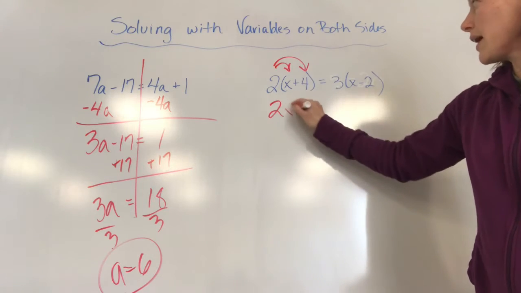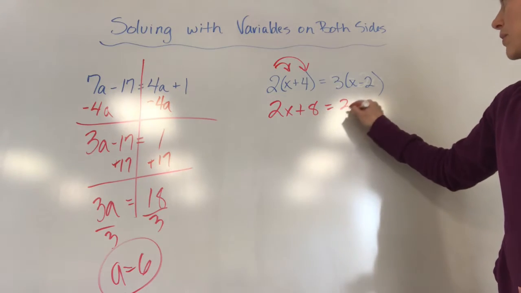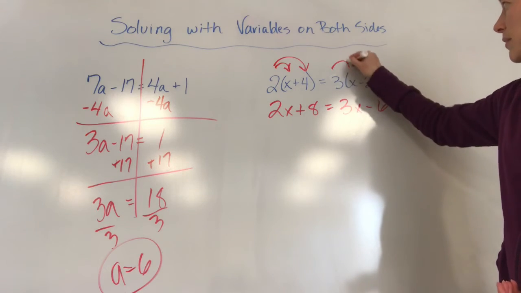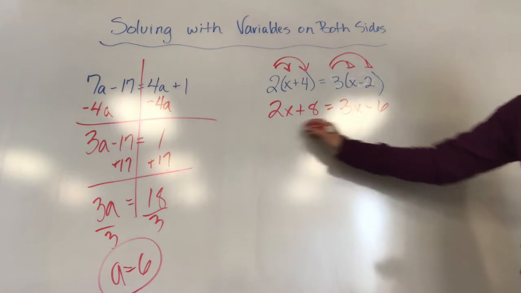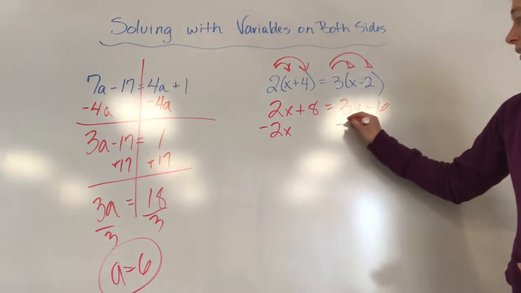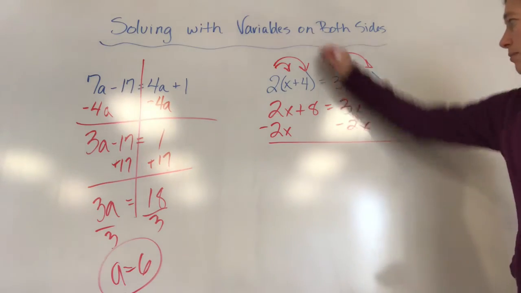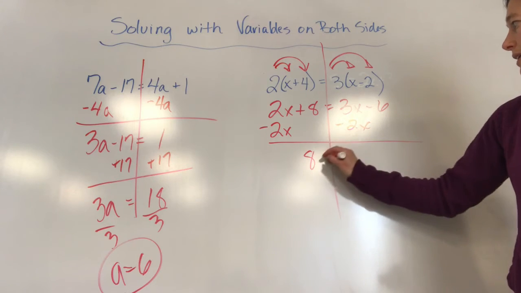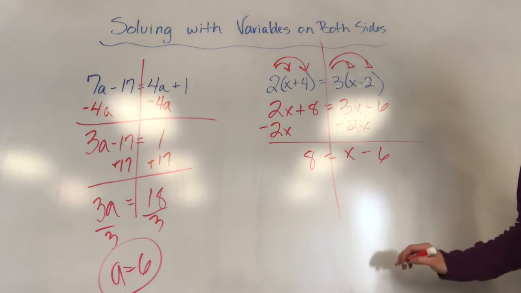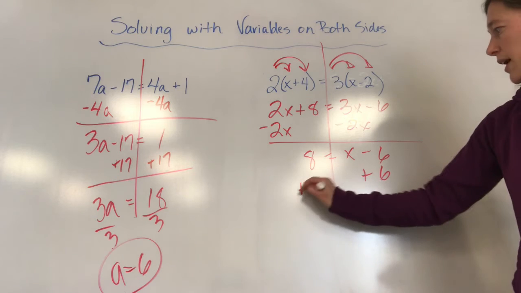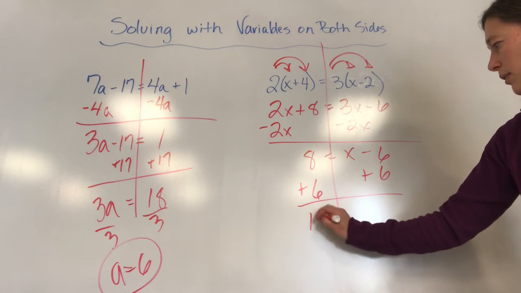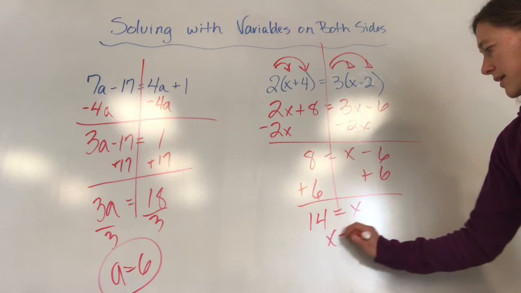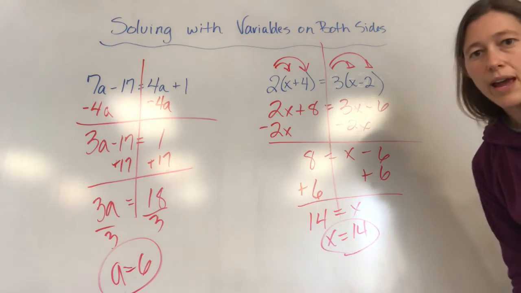So we've got 2x plus 8 equals 3x minus 6, because we distributed that 3 through there as well. Okay, now I'm gonna move my x's to one side of the equation. I'll subtract 2 x's on both sides. So then I get 8 is equal to x minus 6. Add 6 to both sides. We get 14 is equal to x. X equals 14. Okay, we're almost done.